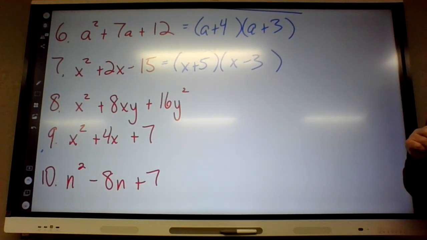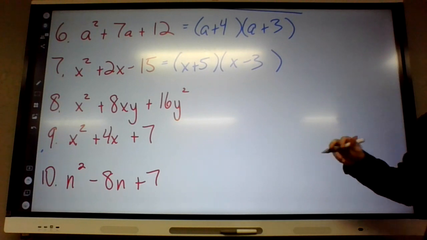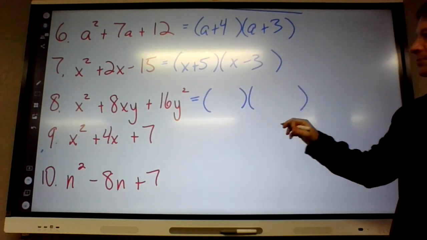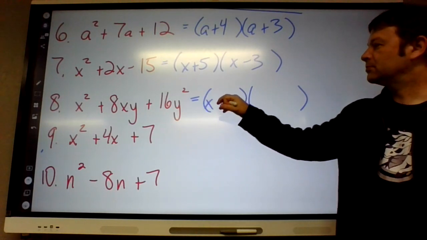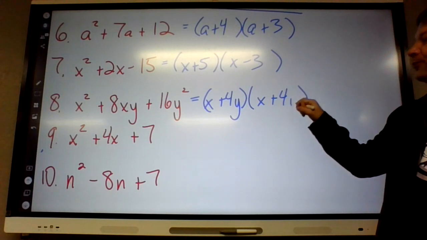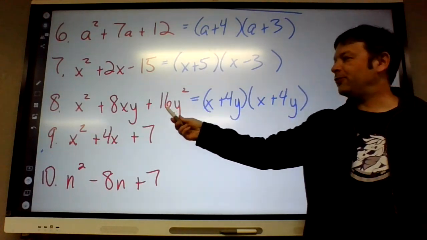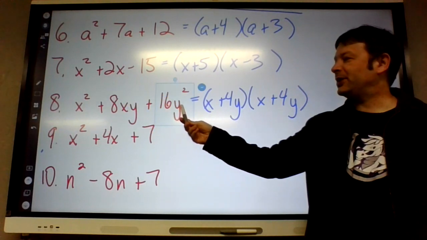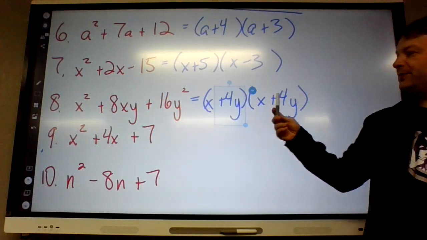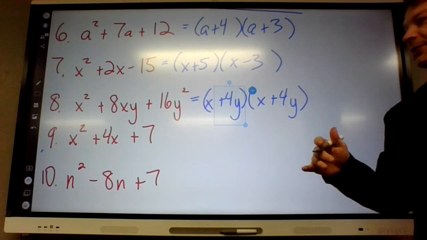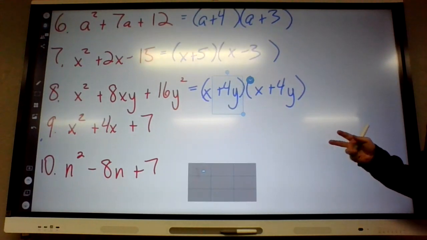Okay, 8's got a little wrinkle. Corbin, did you figure this one out? Yeah, I got x plus 4y, x plus 4y. Right, so instead of just putting 4 and 4 on the end, 4 and 4 multiply to 16 and they add up to 8. But because there's a y squared there, you have to put a y right there. I'd probably just take a point. I won't be too mean if you forget the y, but I will take at least a point off.